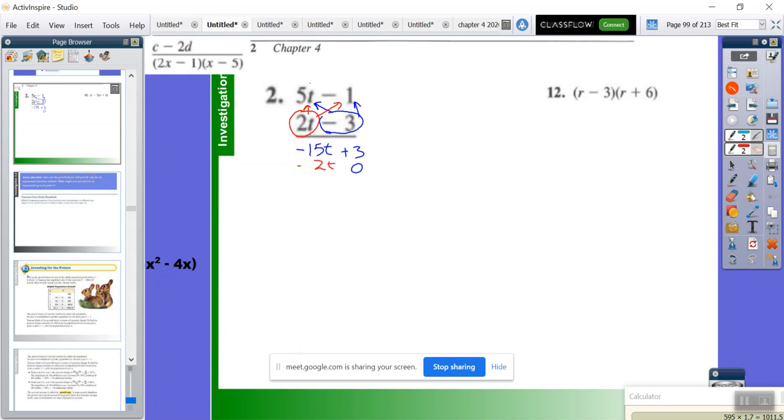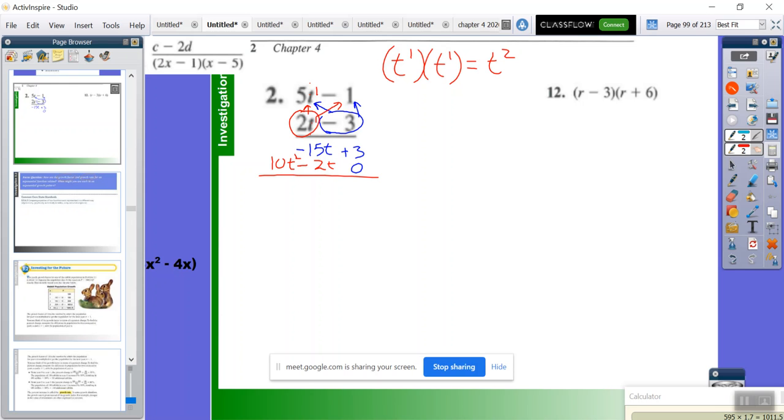2t times 5t. 10t. Or would it just be 10? Well, 2 times 5 is 10. We also have to do t times t. So t to the first times t to the first. So t times t is t to the what power? Second. Yeah, it's t to the second power. So when you multiply monomials, you add the exponents. So it's t to the first, t to the first. 1 plus 1 is 2. So there we have that.